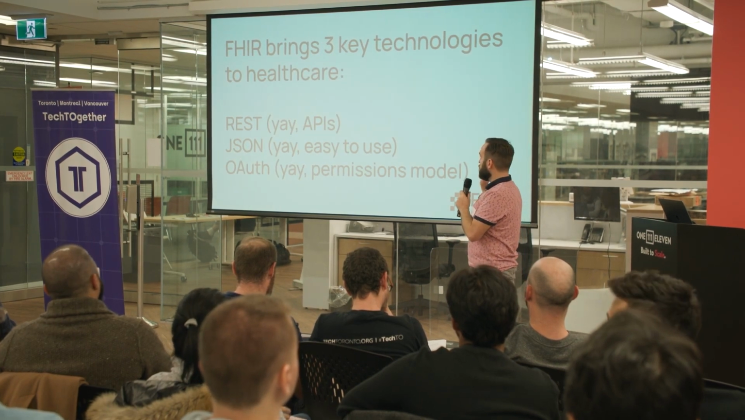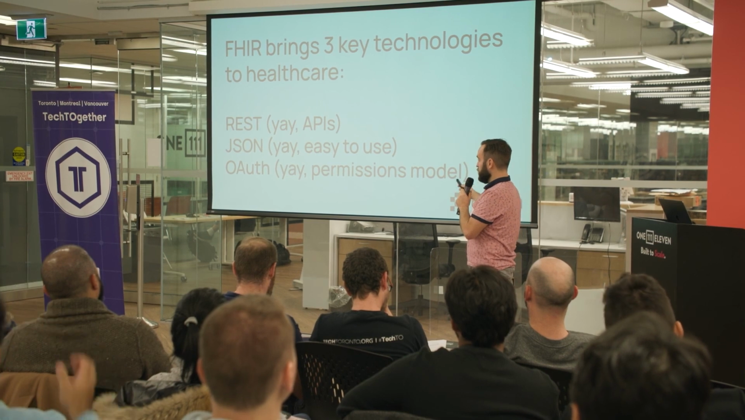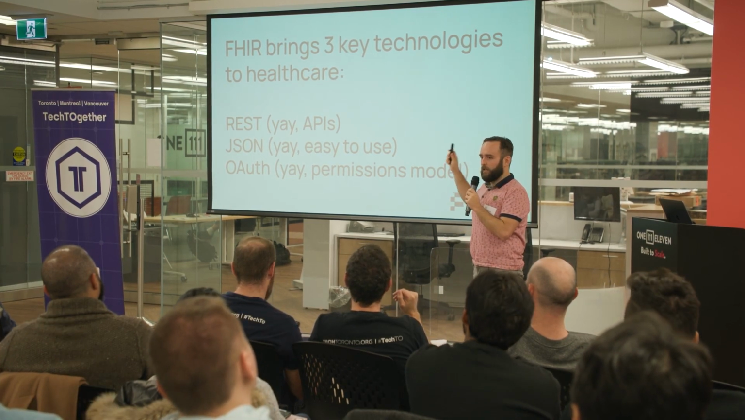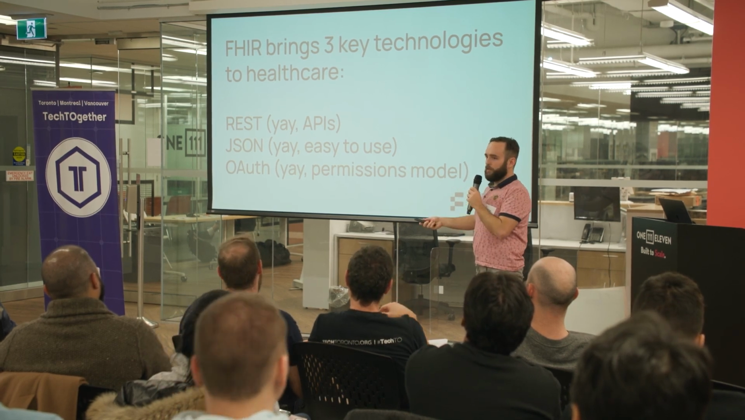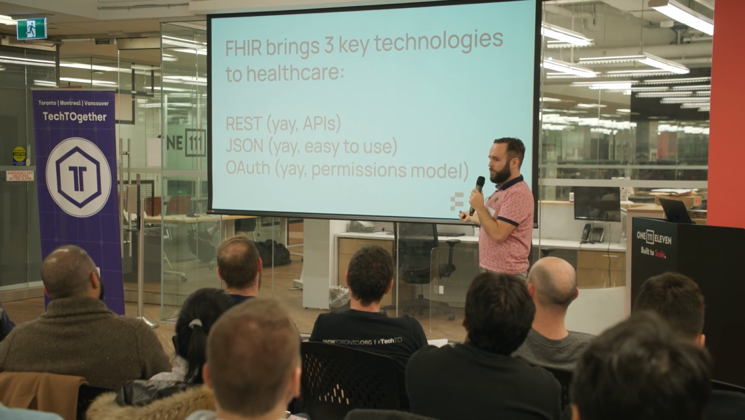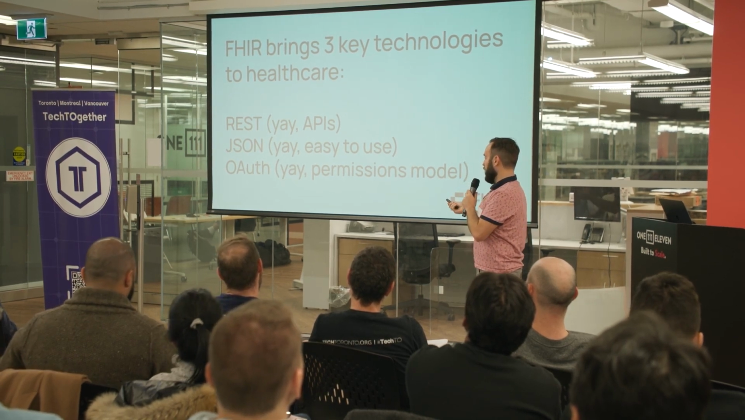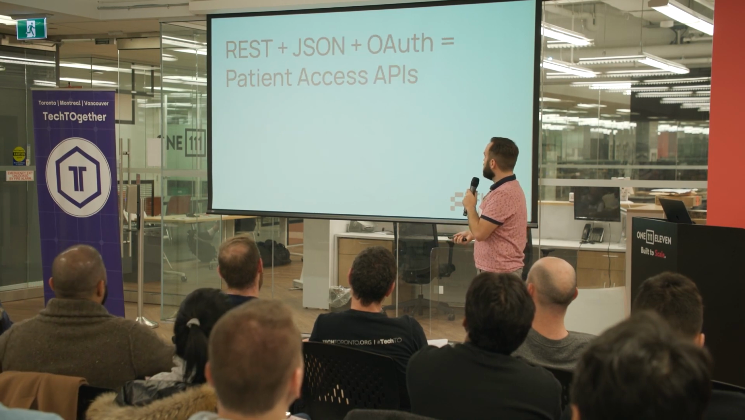Why? Because 3 things are part of FHIR that will be familiar to modern developers. Number 1, REST. Yay, we can make HTTP APIs. Number 2, JSON. Yay, we don't have asterisk or pipe or comma delimited data. And 3, OAuth. Yay, we have a permission model for sharing.